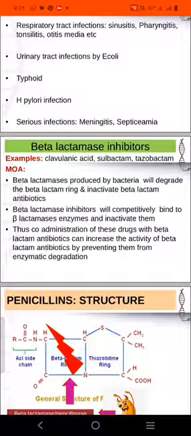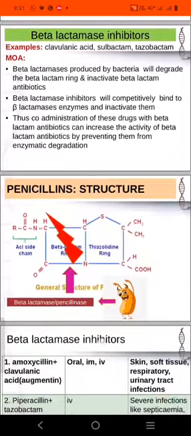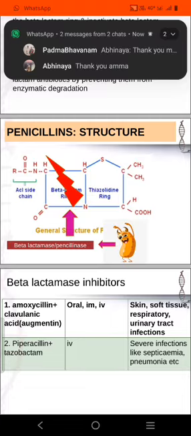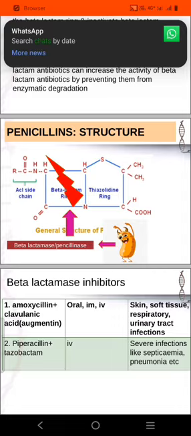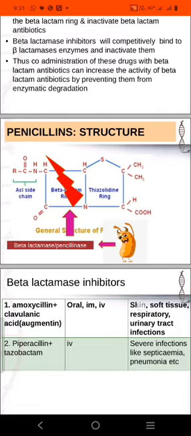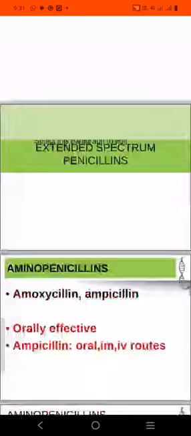co-administration of these drugs with the beta-lactam antibiotics can increase the activity of beta-lactam antibiotics by preventing them from enzymatic degradation. So beta-lactamase inhibitor combinations like amoxicillin with clavulanic acid can be given for skin infections, soft tissue infections, respiratory tract infections, urinary tract infections. So that will respond very nicely. Then piperacillin-tazobactam is given intravenously in severe infections like septicemia and pneumonia.